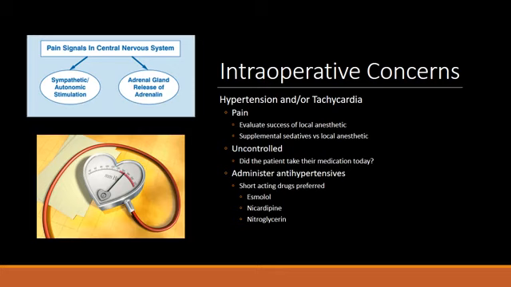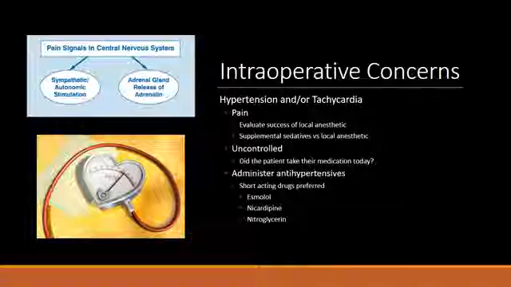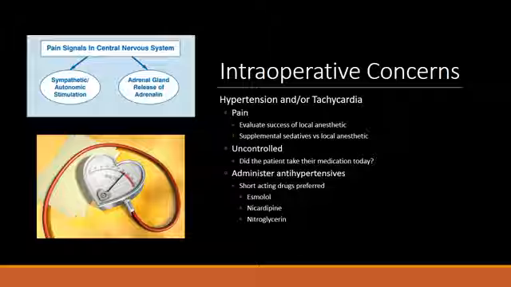On the other side of the spectrum, if the patient's hypertensive and/or tachycardic, that's obviously a concern as well, because we don't want to stress the cardiovascular system any more than absolutely necessary, and we certainly don't want to stress it beyond what the patient can tolerate. In terms of what's going through my differential if the patient's hypertensive and/or tachycardic, one of the first things I'm going to consider is pain, especially if they were normotensive, and then after you start to stimulate them with surgery, they become stimulated and respond accordingly.